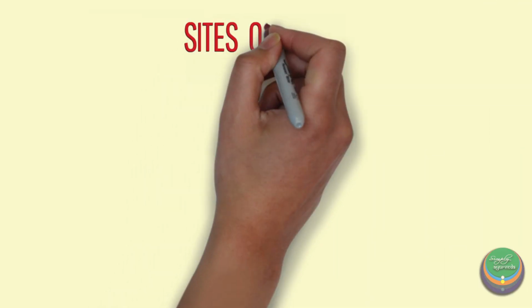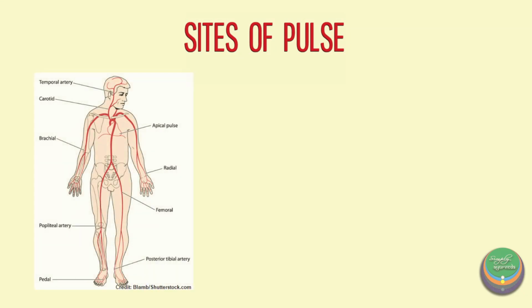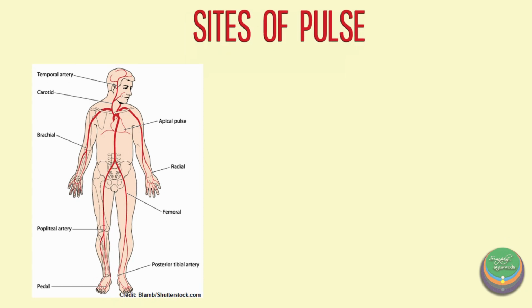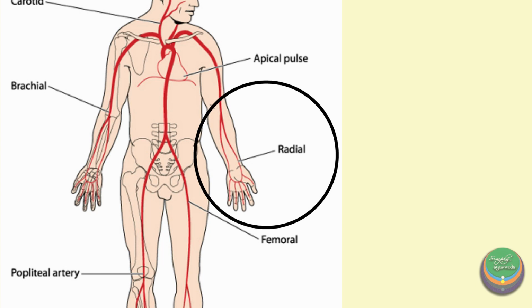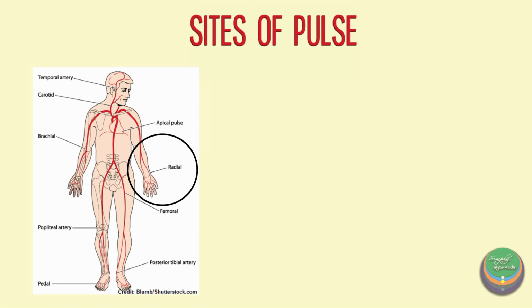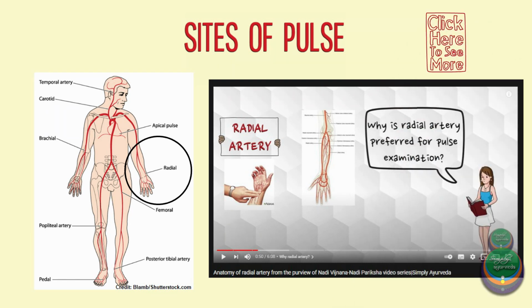For a Vaidya to assess the doshas, Nadi Pariksha has to be done at specific sites. Our body has many such sites at which Nadi can be assessed, but the most convenient and commonly used site is the base of the thumb, the radial pulse of the wrist. We have already seen the advantages of the radial pulse over other sites in the video of the anatomy of the radial artery.